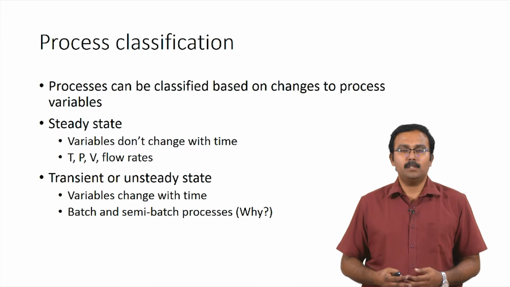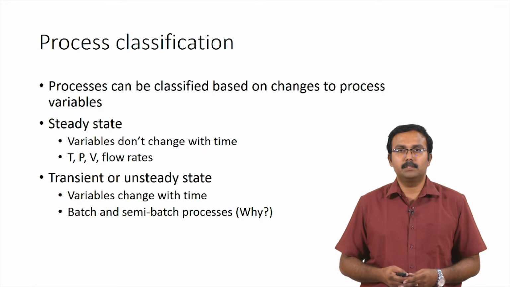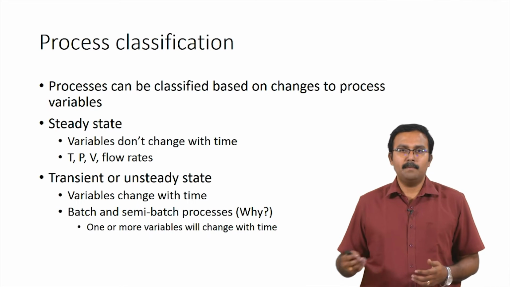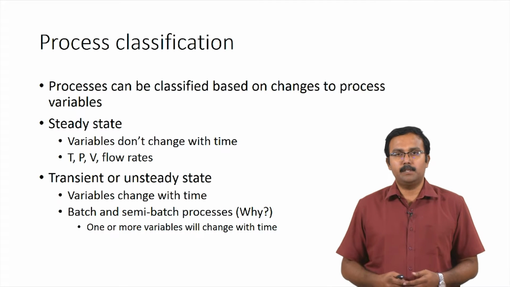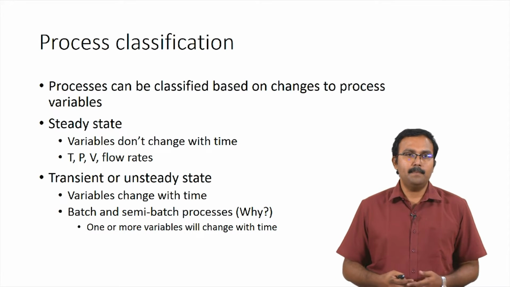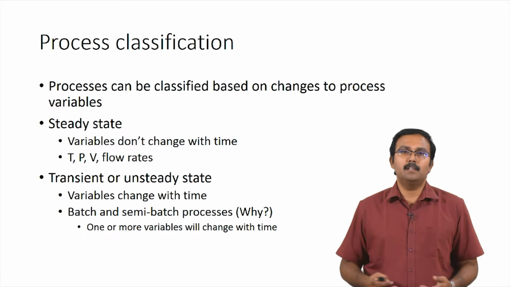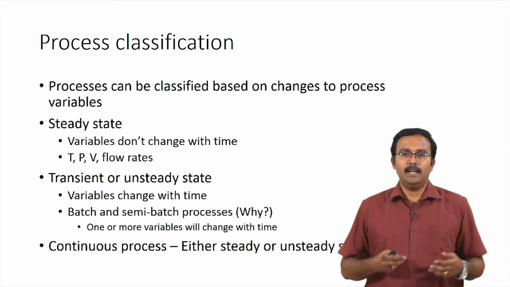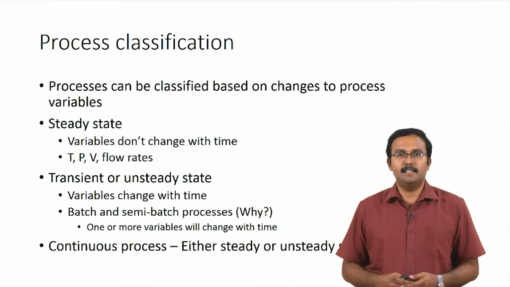Batch and semi-batch processes are almost always transient or unsteady state processes. Can you think of a reason why? Because in batch or semi-batch process, one or more of the variables will change with respect to time. For example, in a semi-batch process, you would be having only an input or an output, which means the volume will have to change or the pressure will have to change. You can have continuous processes operating either as steady state or as unsteady state processes.